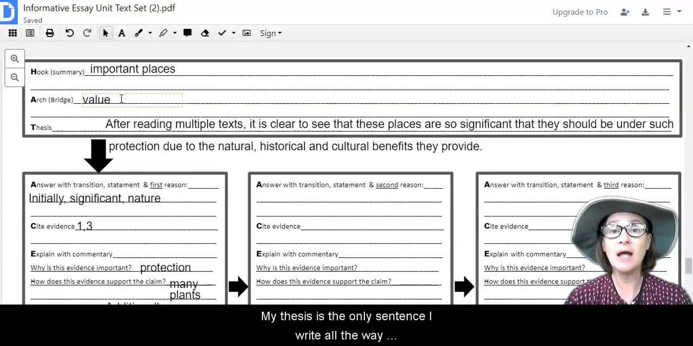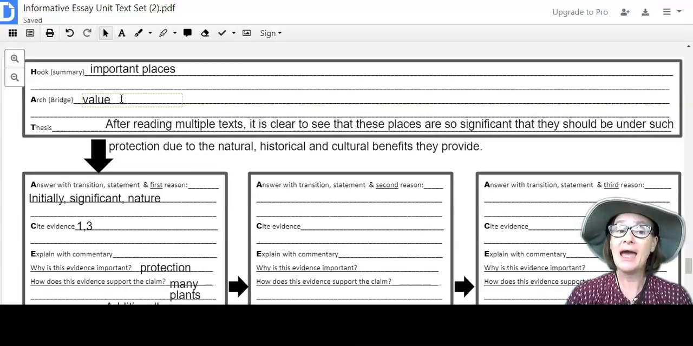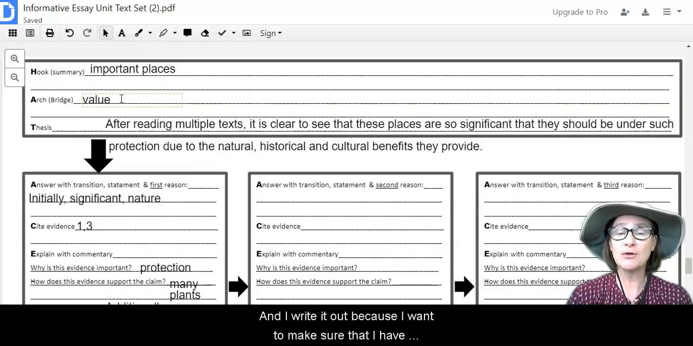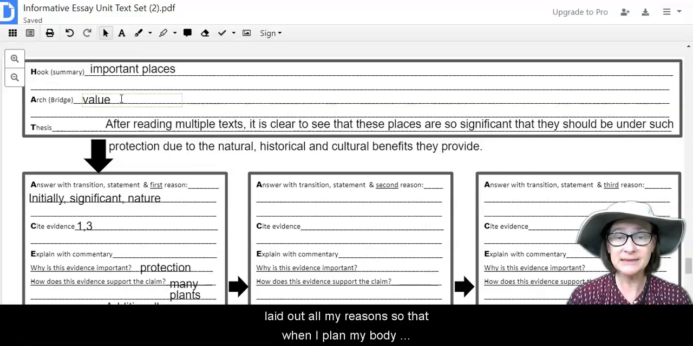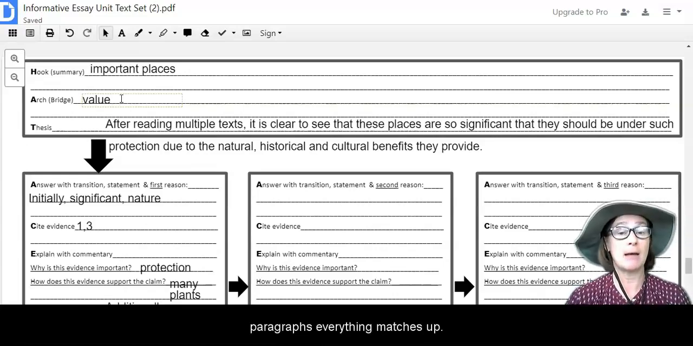My thesis is the only sentence I write all the way out because I wrote it out after I flipped the prompt. And I write it out because I want to make sure that I have laid out all my reasons so that when I plan my body paragraphs, everything matches up.